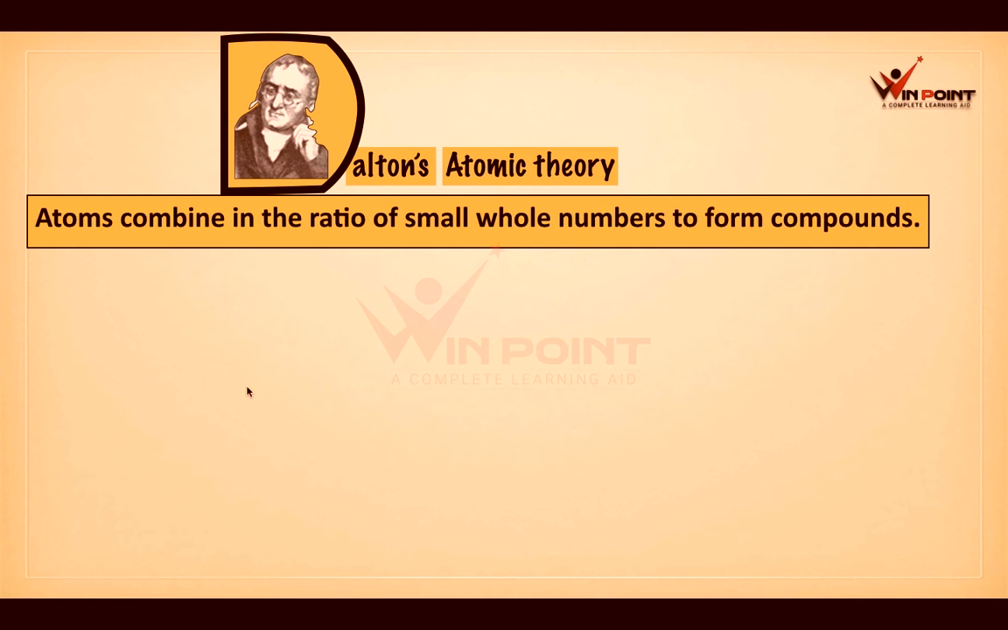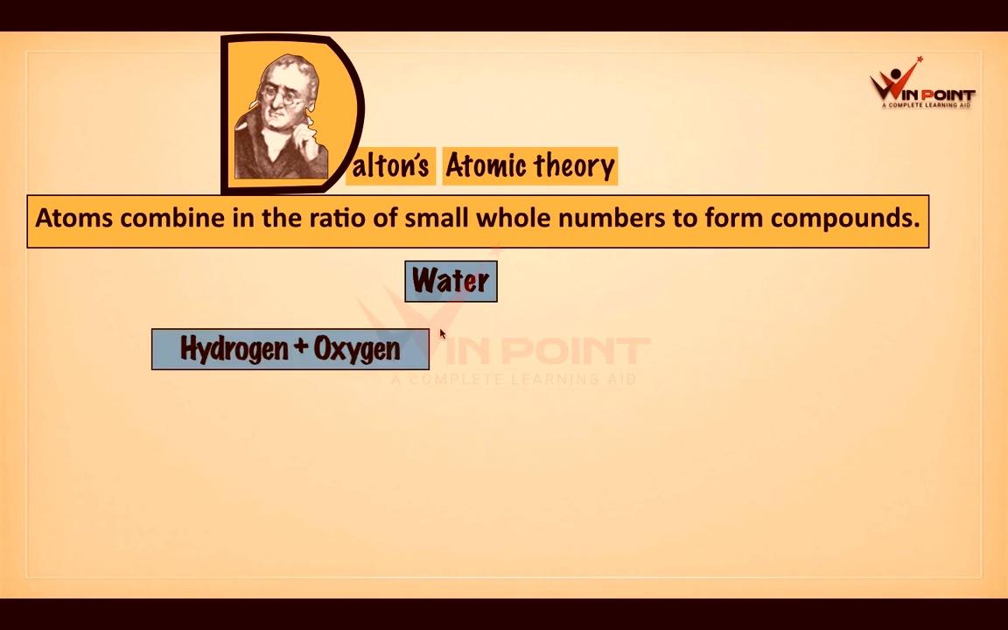Next point is atoms combine in the ratio of small whole numbers to form compounds. If you are taking water, for making water we need 2 gram of hydrogen and 16 gram of oxygen. That is a minimum value. When we take the ratio between hydrogen and oxygen, it is 2:16, which is equal to 1:8. The 2 can be cancelled, then it will be 1:8.